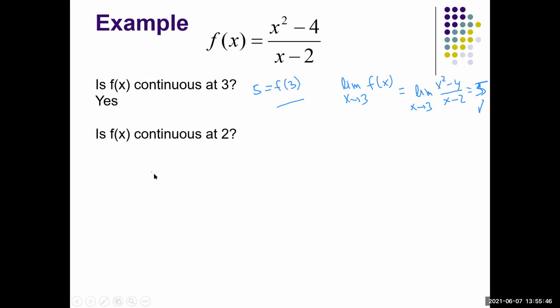Likewise, if you are asked to determine whether the function is continuous at 2, in this case, I would say no. How do I know? Because the function is not even defined at 2. So what is f of 2? When you plug 2 in, you get 0 over 0. So the function is undefined, and because the function is not defined, the graph is not continuous there.